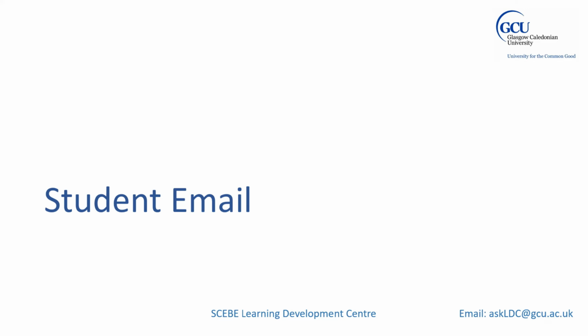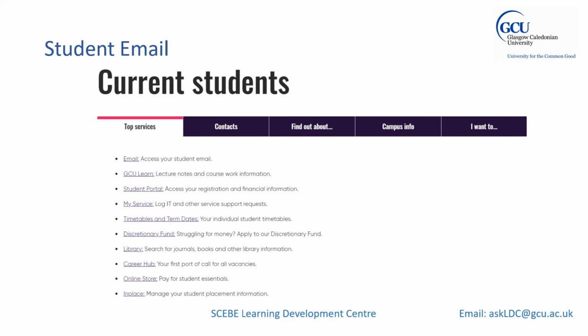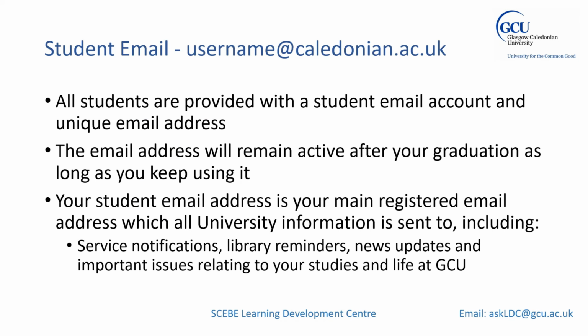Student email. You can access student email from the current students area. Now, all students are provided with a student email account and a unique email address. So a typical student email would be the username followed by @caledonian.ac.uk. Staff are usually at gcu.ac.uk. Now, your email address will remain active after your graduation as long as you keep using it. It's basically yours for life.